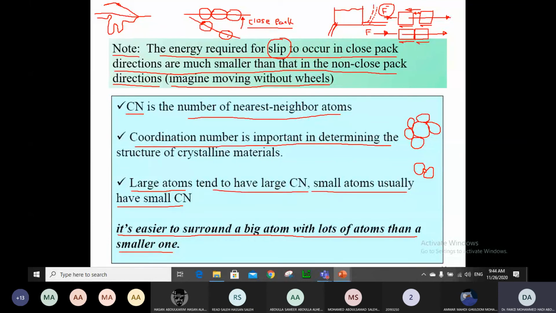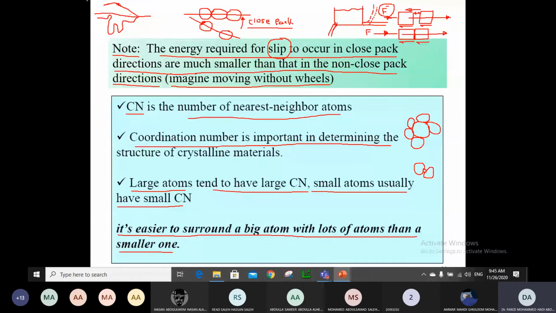You have more energy required, more force or more stress required for the dislocations to move in those directions, and therefore cause the slip which can occur in the material, and therefore will cause the plastic deformation in the material. The more difficult it is for the dislocations to move, the more difficult it is for the slip to happen. The more difficult it is for plastic deformation to happen, the stronger the material will be, and the harder the material will be as well.